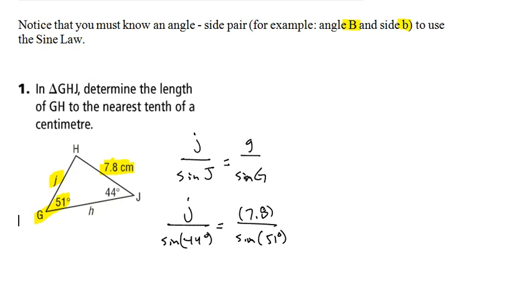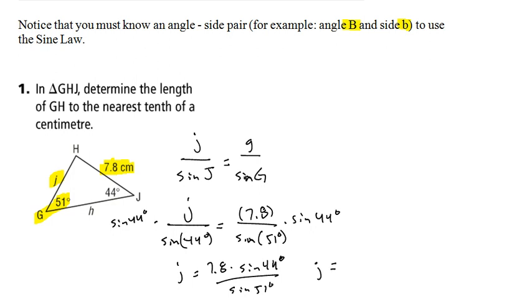Okay, and now to get J by itself, we're just going to multiply both sides by sine 44. So J is going to equal 7.8 times sine 44 all over sine 51. And when we punch that into our calculators, we end up with J equals 7.0 centimeters. Okay. Notice it's really simple to find side lengths with the sine law. So we're only going to do one example of those.